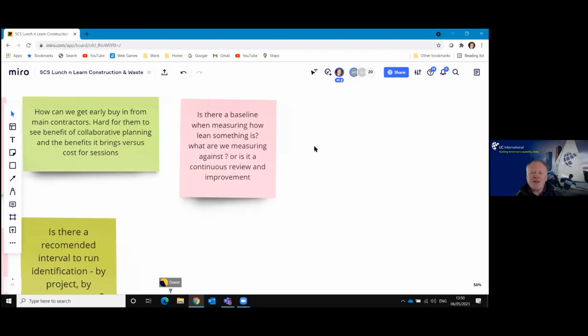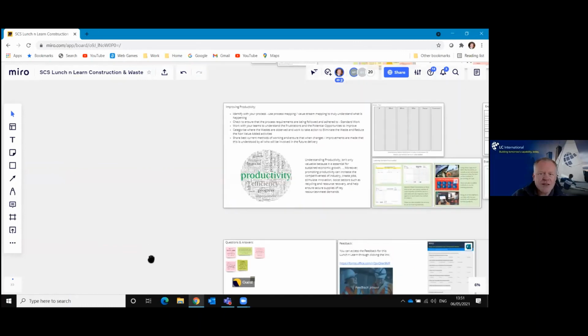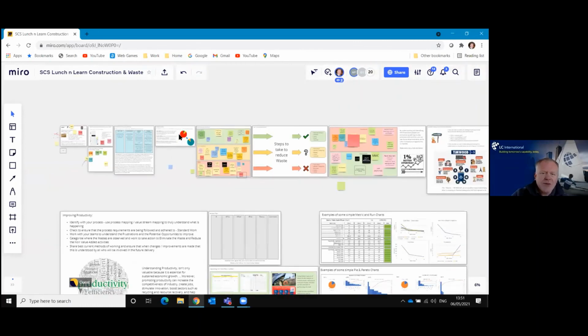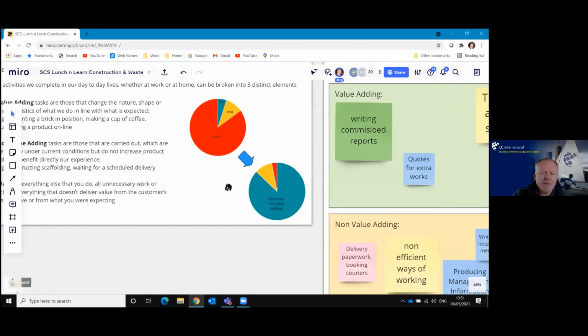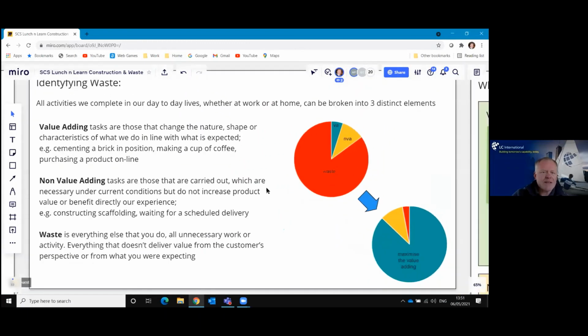So this is a really good question. So we talk about the non-value adding, value adding and waste. And all I would do here as a baseline and a benchmark is ask your people on a day-by-day basis, what did they plan to do and what actually happened? And that is a first good starting point around, have they delivered what they were expecting to deliver?